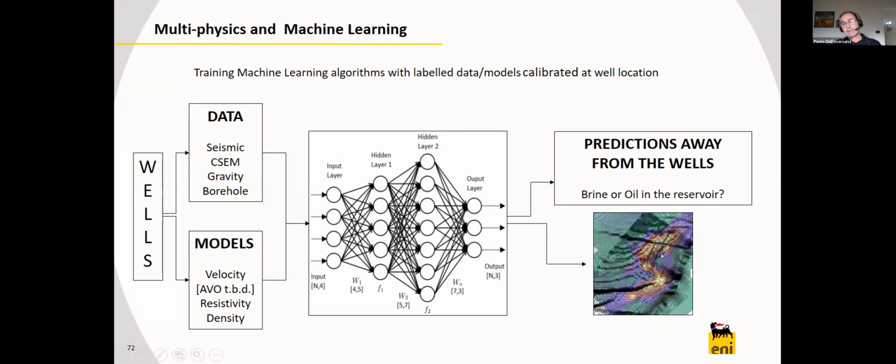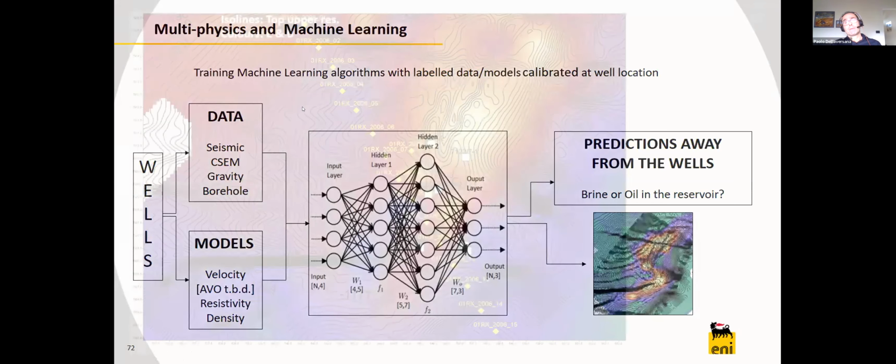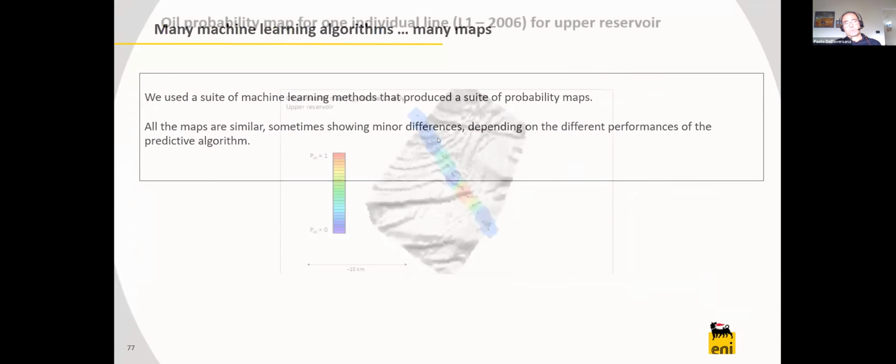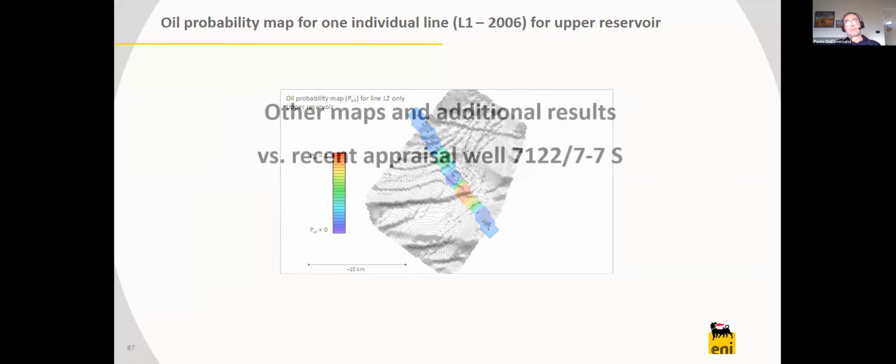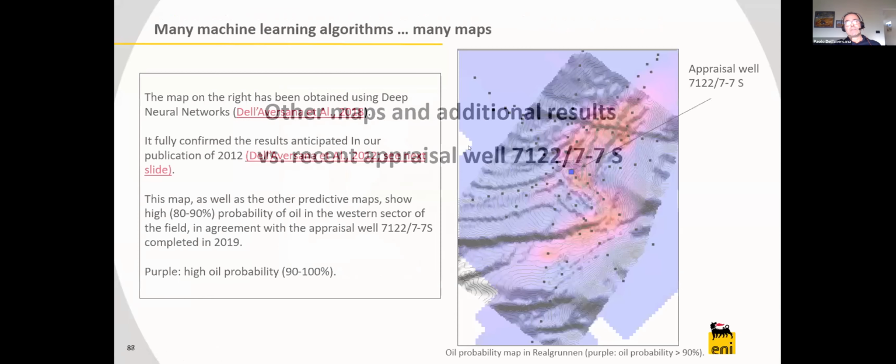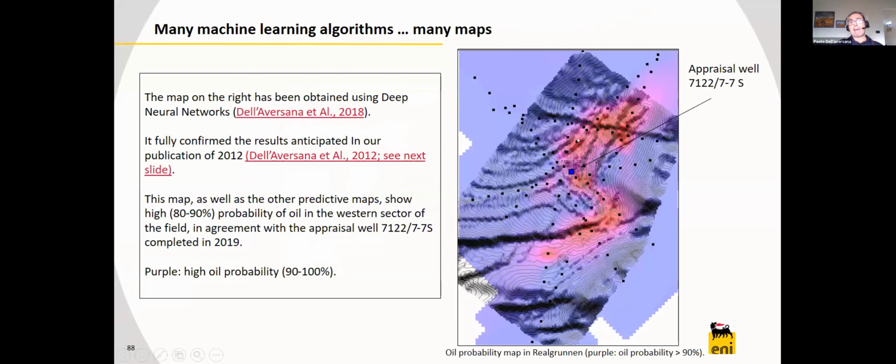So we created maps like this, where the colors represent the oil probability, basically. This is just an example for one line. In colors, we can see the probability of having oil just for this single line. In red, we have high probability, and in blue, we have low probability. We did the same for all the lines, and then we interpolated the results for all the lines, and the final result is this one. This is just one of the maps that we created.